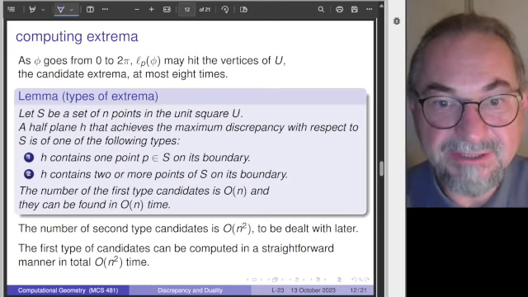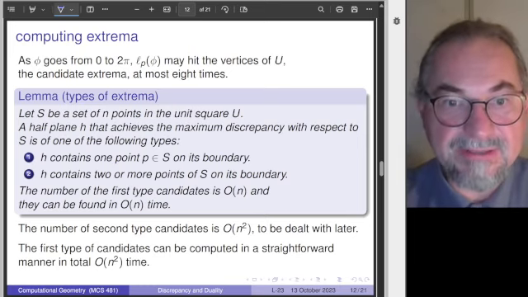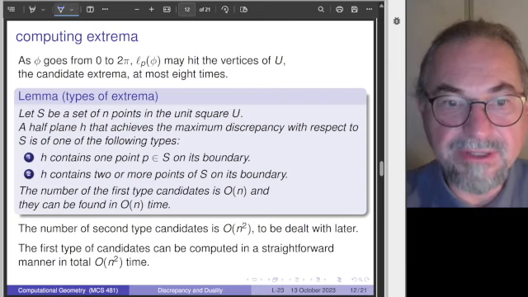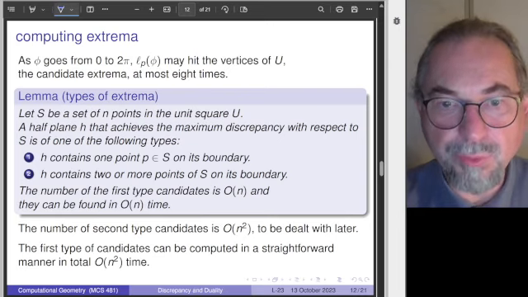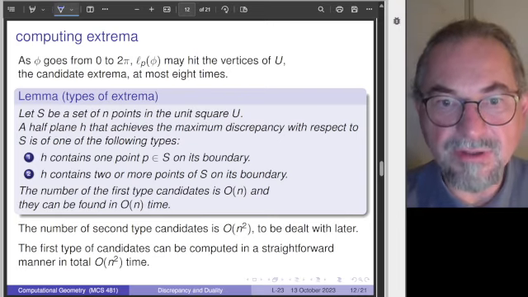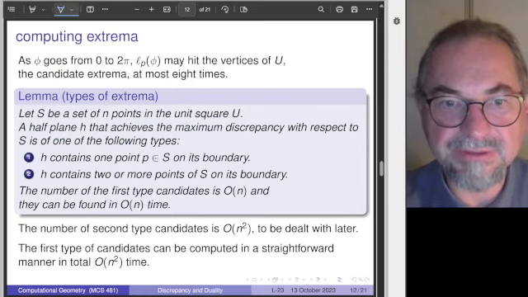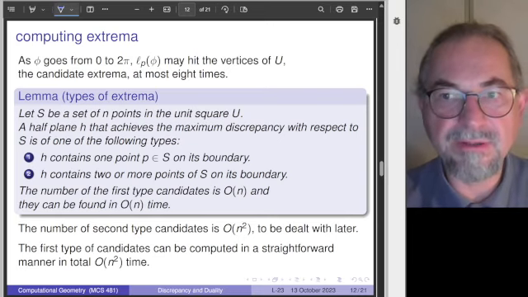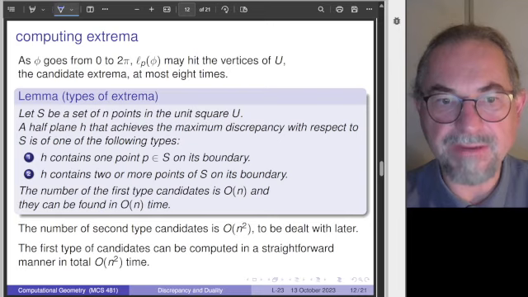So it's actually quite nice that the first lemma is that if there's only one point on its boundary, then you can do this in linear time. If there are two or more points on the boundary, then it takes longer. So this is an interesting result. If there is one point on the half plane boundary, then we can solve this problem in linear time, linear in the number of sample points. That's a nice result.